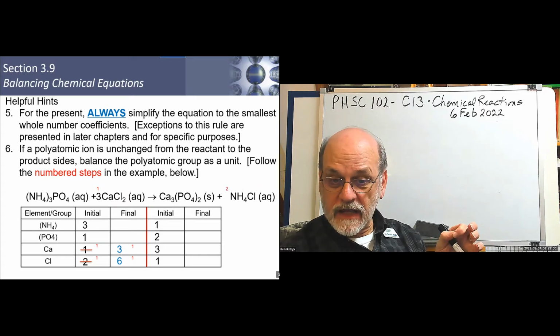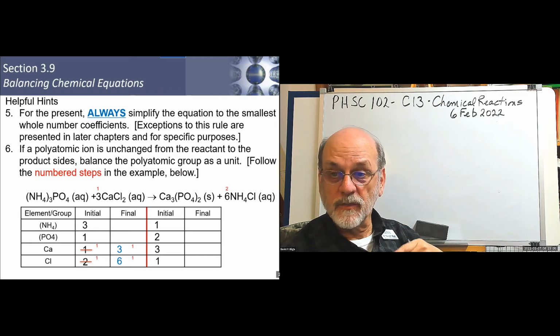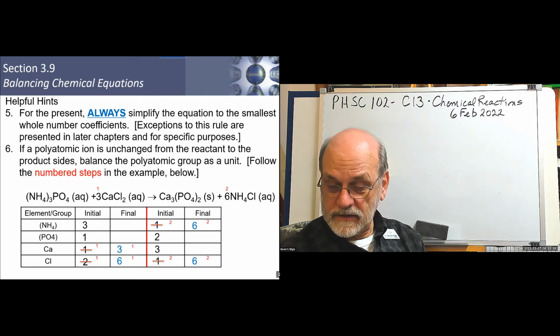So now we're going to change in such a way to balance the chlorines. We need 6 chlorines on the product side, right? And that also changes the number of ammonias. We have 6 ammonias and we have 6 chlorines. Okay, is anything balancing yet?